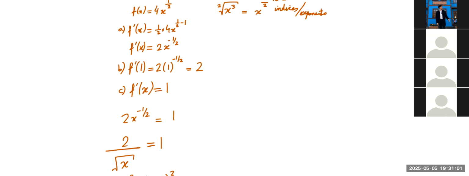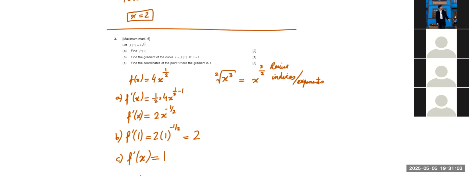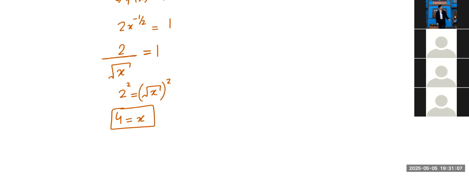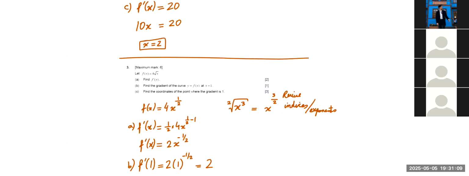By the way, I missed it earlier, but it says find the coordinates, not just the x value. So once you know the x value of the point, you can plug that x value back into the main function. Why? Because we want the y value. Okay? A common mistake I see people doing is to find the y value, they plug the x value into the derivative. Why is that wrong?